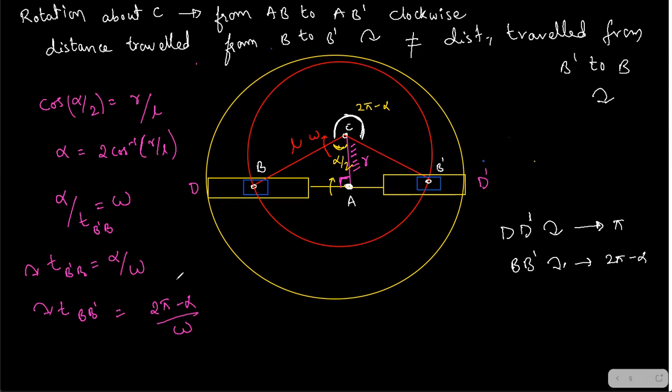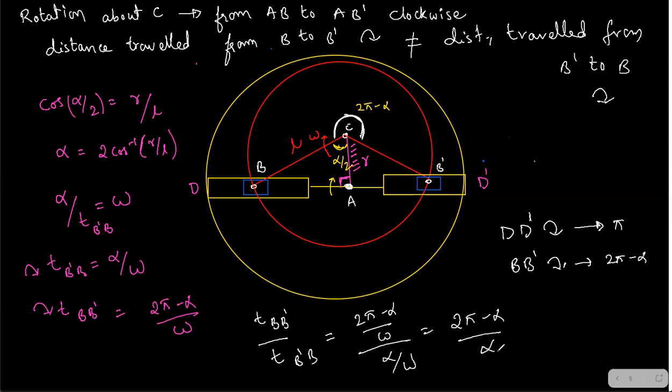So here I can say that from this equation, the time taken from B to B dash divided by the time taken from B dash to B is equal to 2 pi minus alpha divided by alpha by omega. Omega gets cancelled, giving 2 pi minus alpha by alpha. So this is your quick return ratio.